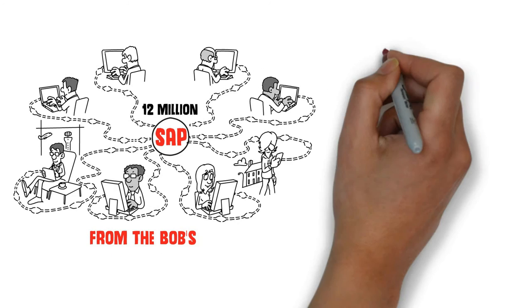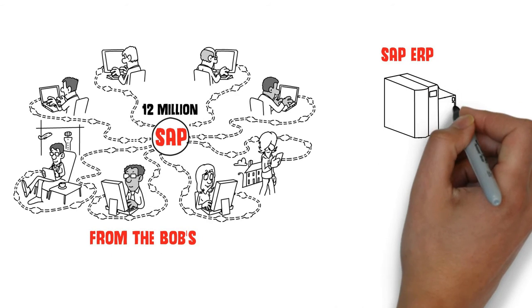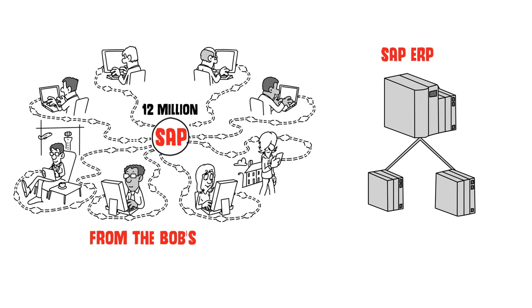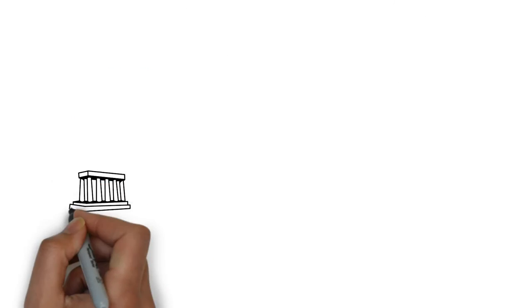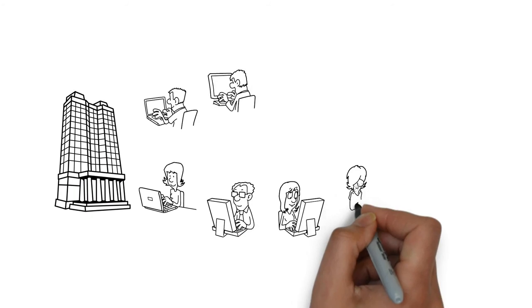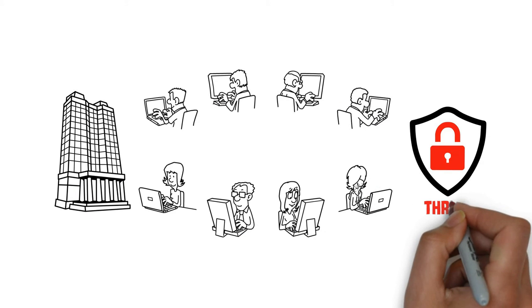With over 12 million SAP users worldwide, it would be impossible to separate the Janes from the Bobs. Even SAP ERP systems don't have the tools to detect breaches as they happen. So how do we keep the world's finest companies and billions of user records safe from threats?